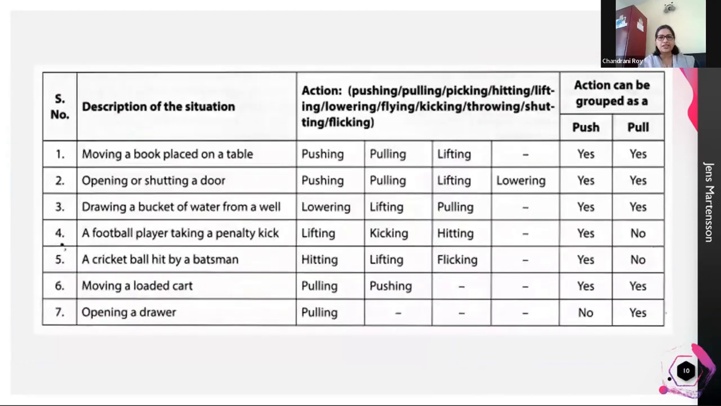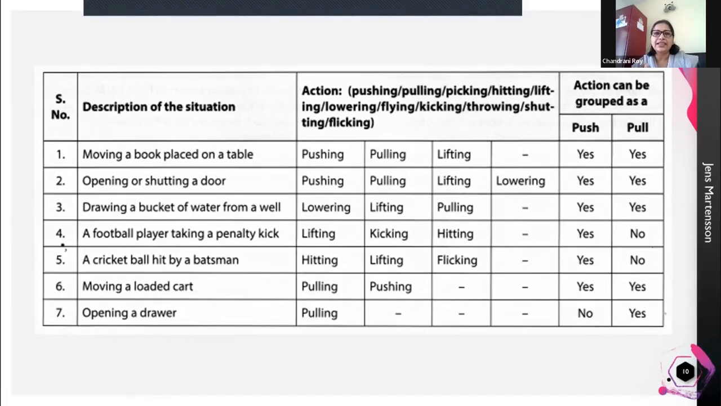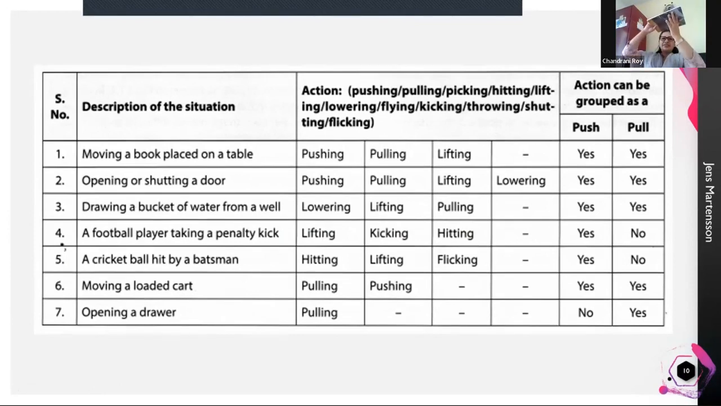And then the textbook also has a table with various situations, as an activity, where children are asked to note down the kind of action used to carry out a particular activity. So moving a book placed on a table is something that can be done in the classroom, and it is very easy. If you move a book on a table, it could be pushing or pulling or lifting, because a book on a table can be pushed, it can be pulled, or it can even be lifted.